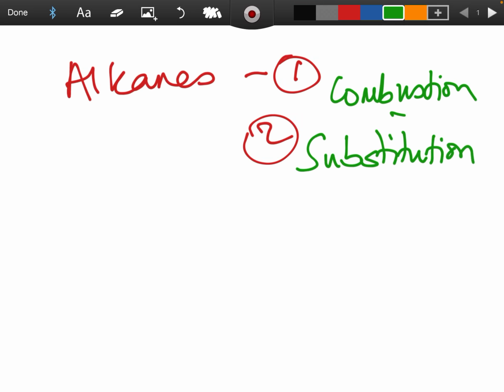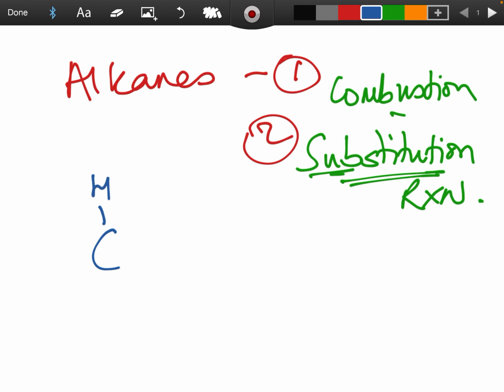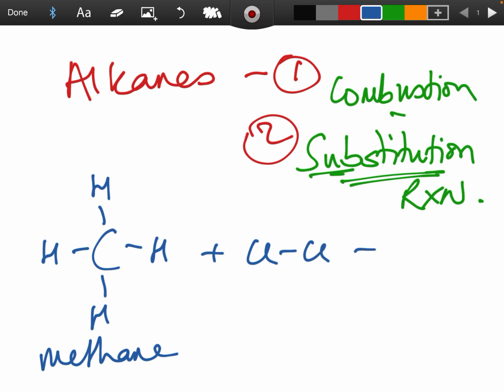So what we're going to be doing in the next lesson is talking about the mechanism by which a substitution reaction happens. And a mechanism is just a step-by-step description of how the reaction takes place. Substitution is like substitution in a match. So what we're going to have is a molecule like methane, which is an alkane, and we're going to be reacting that with a chlorine. And what's going to happen is that one of the hydrogen atoms comes off and chlorine takes its place.